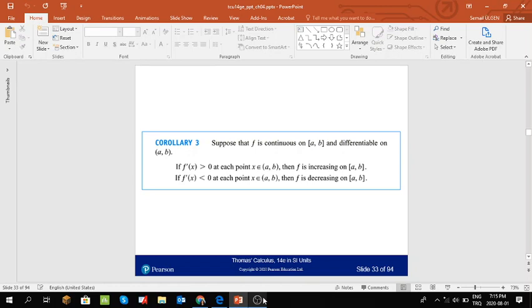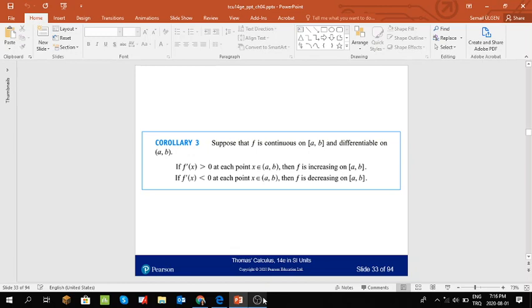Let's look at this corollary 3 and let's understand what this means. So let's say f is a continuous function on the closed and bounded interval and differentiable on the open interval. These are the conditions that we have for the mean value theorem, remember. This corollary says, actually by looking at the derivative of f, we can easily conclude whether f is increasing or decreasing. That's a very nice corollary actually.